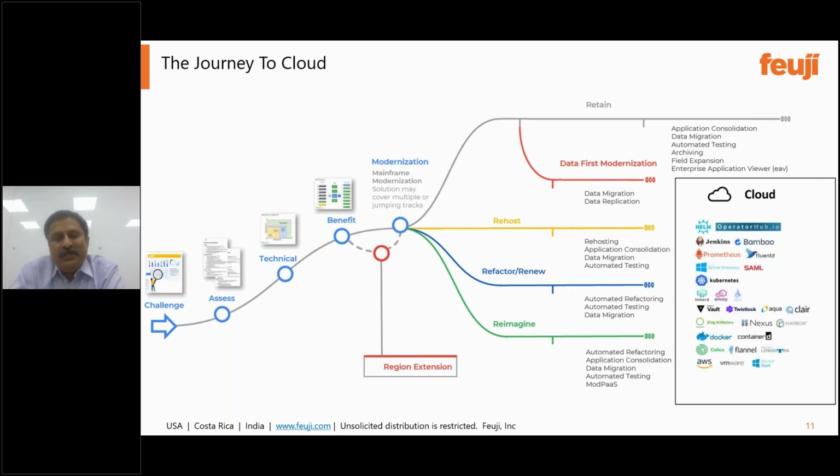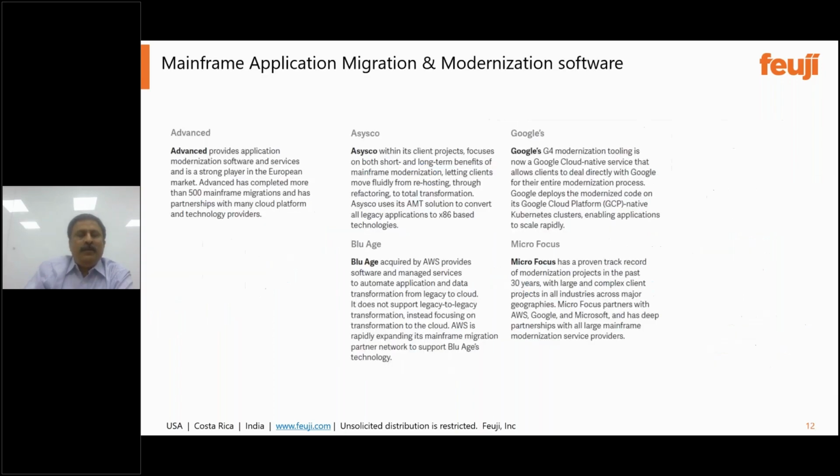Depending upon the application you're choosing, those things should be planned for. Coming back to mainframe application migrations, from the olden days till date, there are many migration softwares and modernization softwares that have come into the picture. The list I have put up here is a representative list.